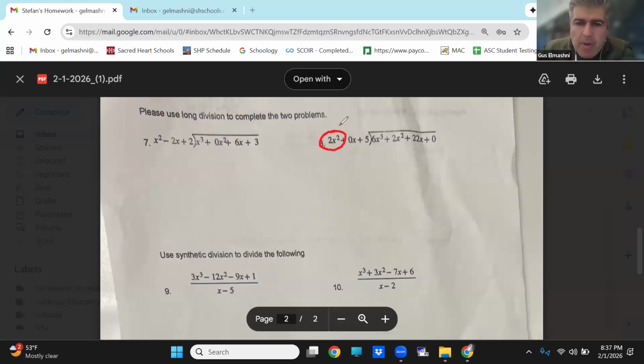What do you multiply 2x squared by to get to that? Get to what? The 6x cubed. You think 3x squared? Close, 3x. Just 3x? Yeah, because that'll be 6x cubed.